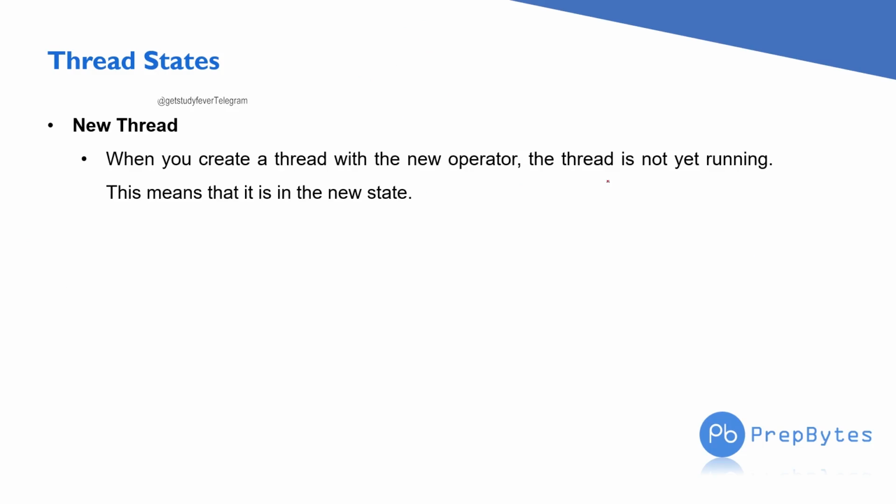So what is a new thread? When you create a thread with the new operator, that is when you write new child thread, then we have a new thread. The thread is not yet running. This means that it is in a new state.